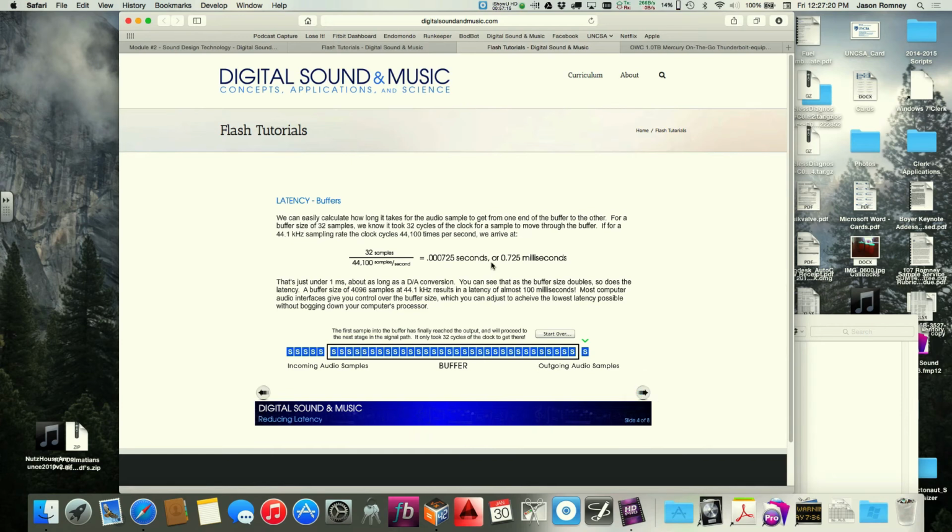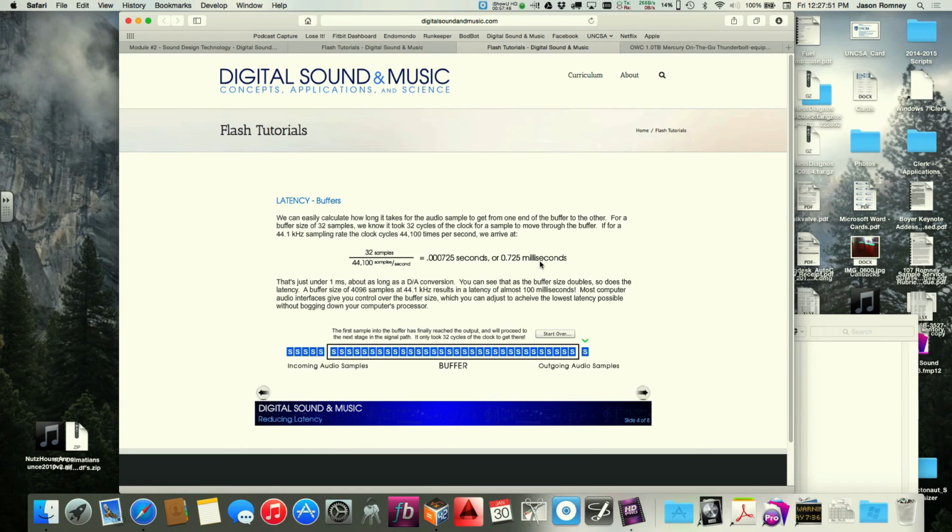And this is how they know. You can predict it. So the math is you just take the sample size of the buffer and you divide that by the sampling rate. So if your buffer is, in this case, 32 samples, and your sampling rate is 44.1 K, that's going to give you 0.000725 seconds, or 0.725 milliseconds. That's not much of a latency at all.